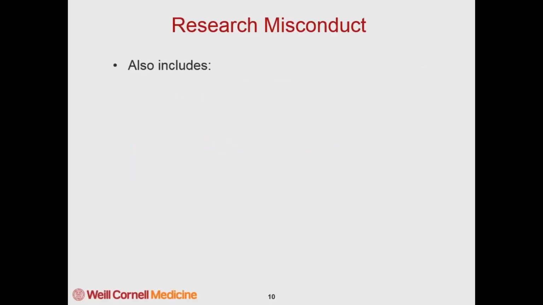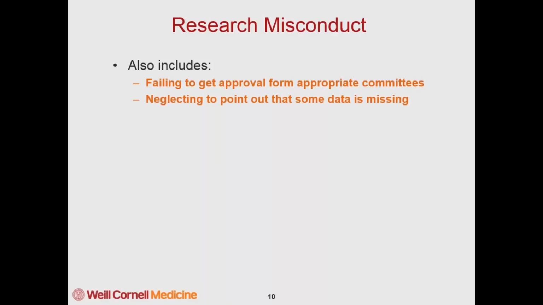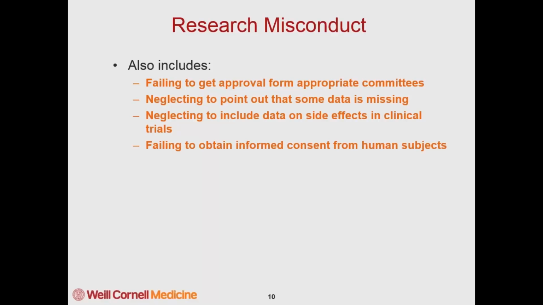Now, those are the biggest concern, the main reasons for research misconduct. It also includes many other things. So, failing to get approval from appropriate committees. And as I'll show you in a minute, actually, this is one of the main reasons of increase in research misconduct today. Neglecting to point out that some data is missing. Neglecting to include data on side effects in clinical trials, which is common today. Also, failing to obtain informed consent from human subjects. Ignoring misconduct of others. So it is misconduct to not report misconduct when you're aware of it.